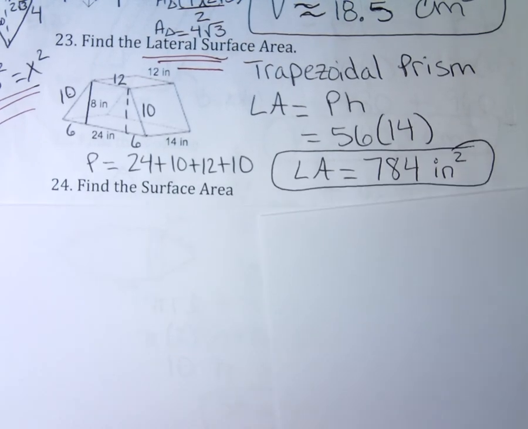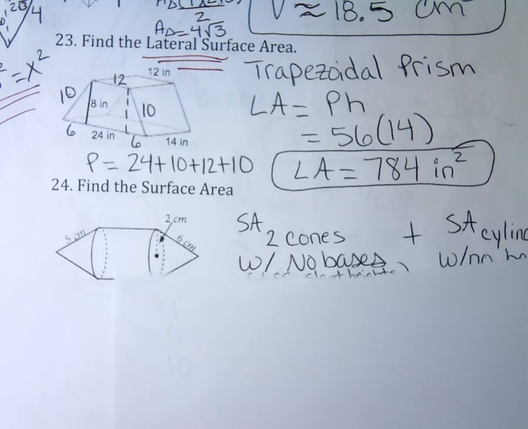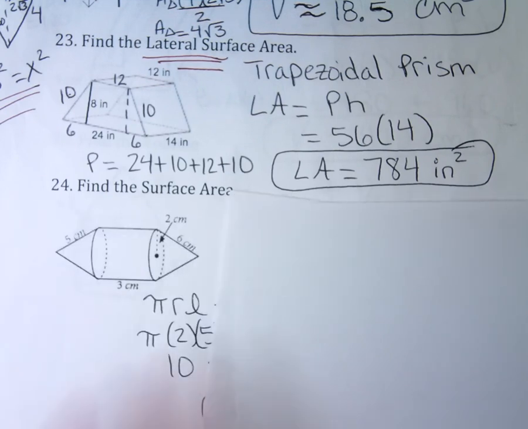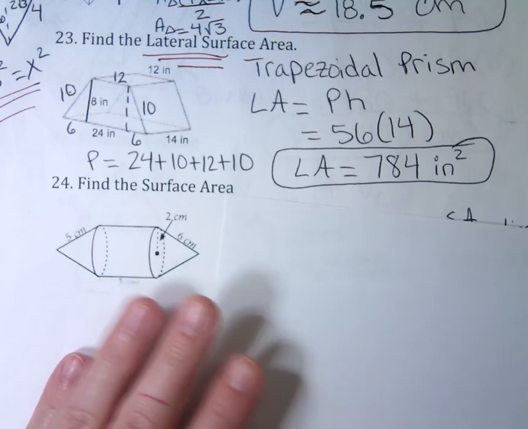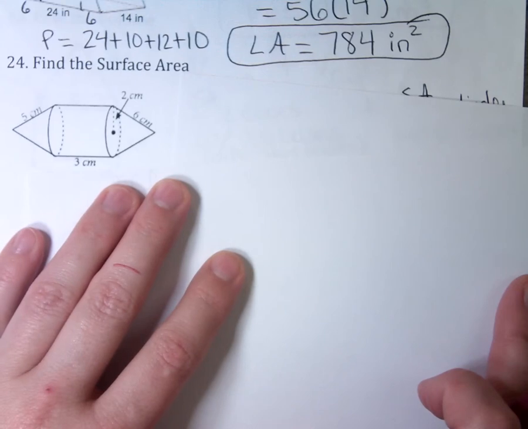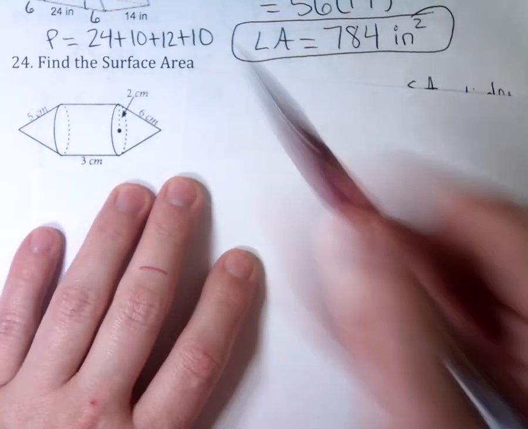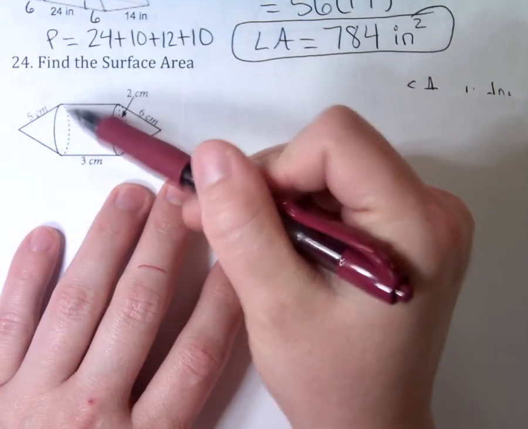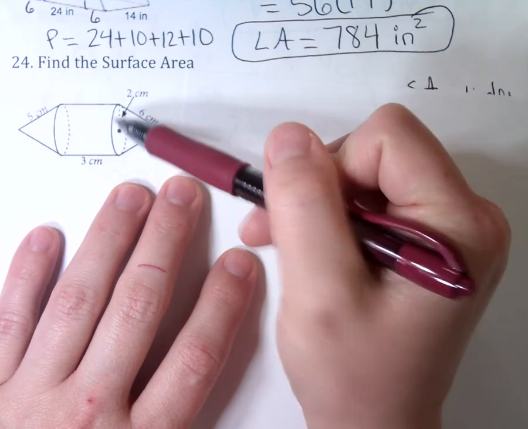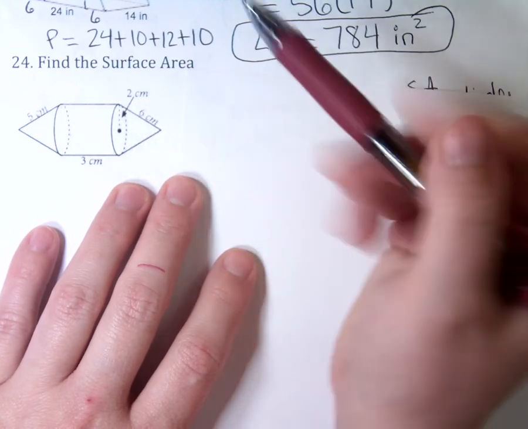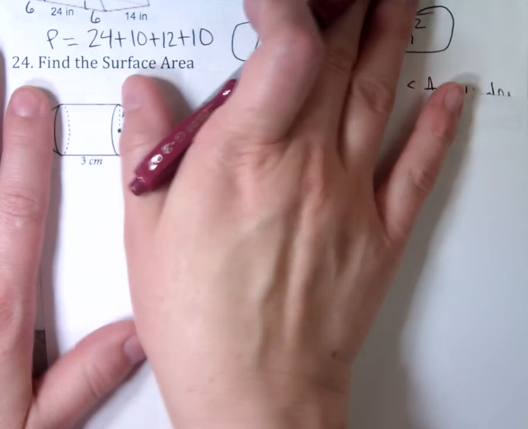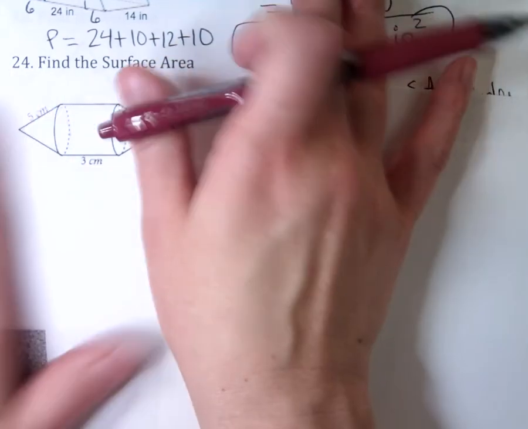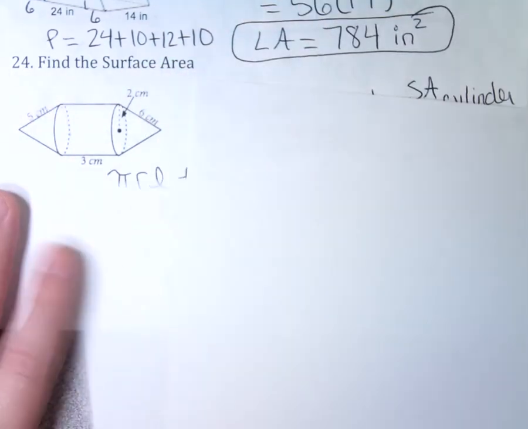Okay, our next one is a composite figure, and it asks for the surface area. So if I want to talk about surface area of this shape, I am talking about the surfaces I would paint. And if I was painting this object, I wouldn't paint the base of this cone, I wouldn't paint the base of this cone, and I wouldn't paint, as far as the cylinder is concerned, either of the bases. So this is what I would be doing.